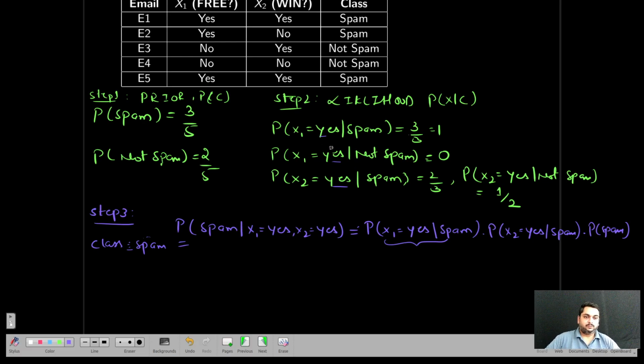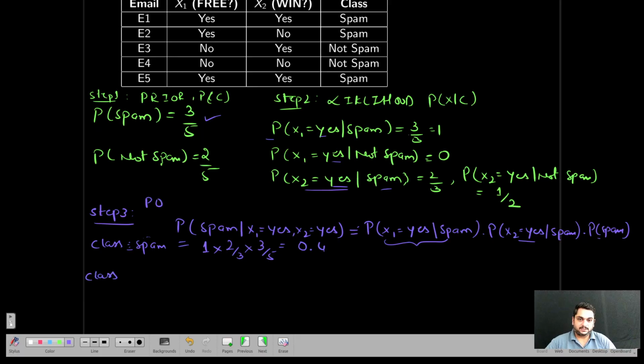Okay. So this is nothing but equal to, we already calculated these values. X1 equal to S given it is spam is 1. 1 into probability of X2 equal to S given it is spam, this one 2 by 3, into probability of spam. Probability of spam is 3 by 5. So this comes out to be 0.4.